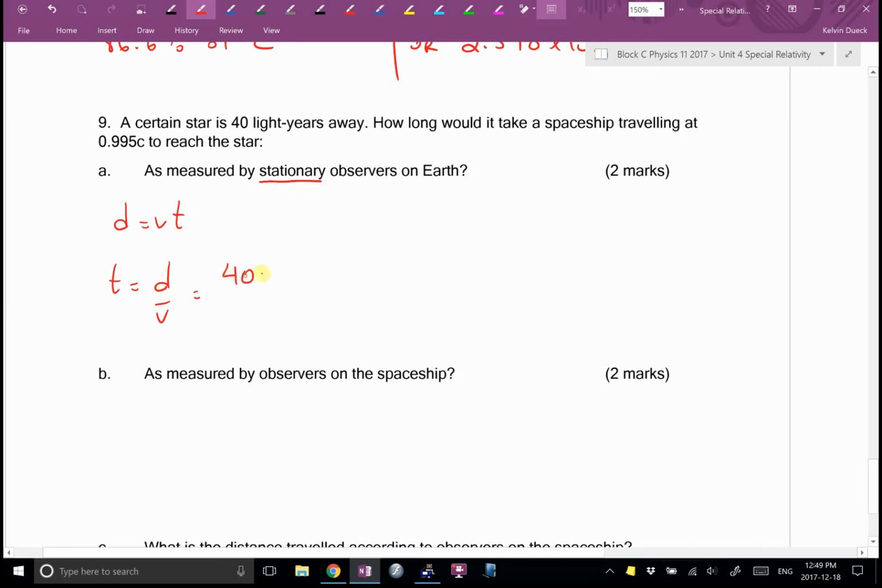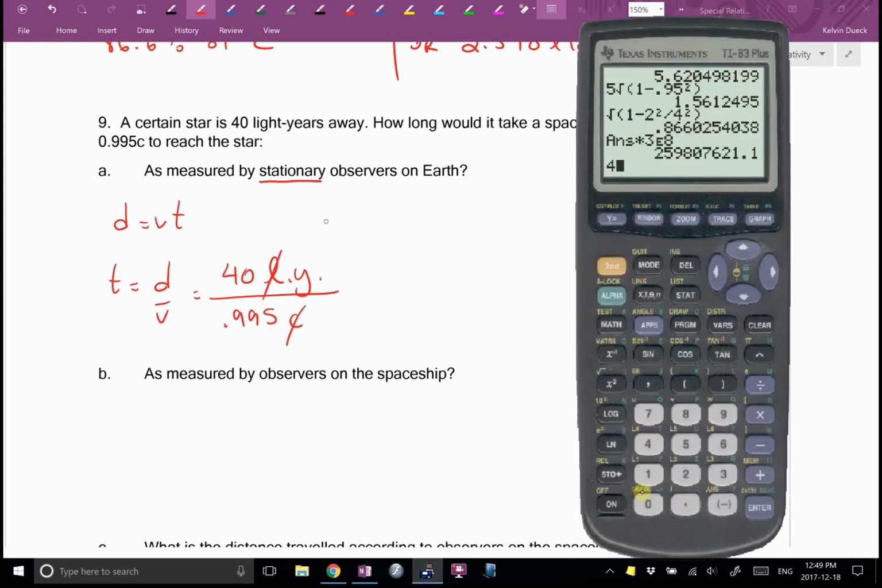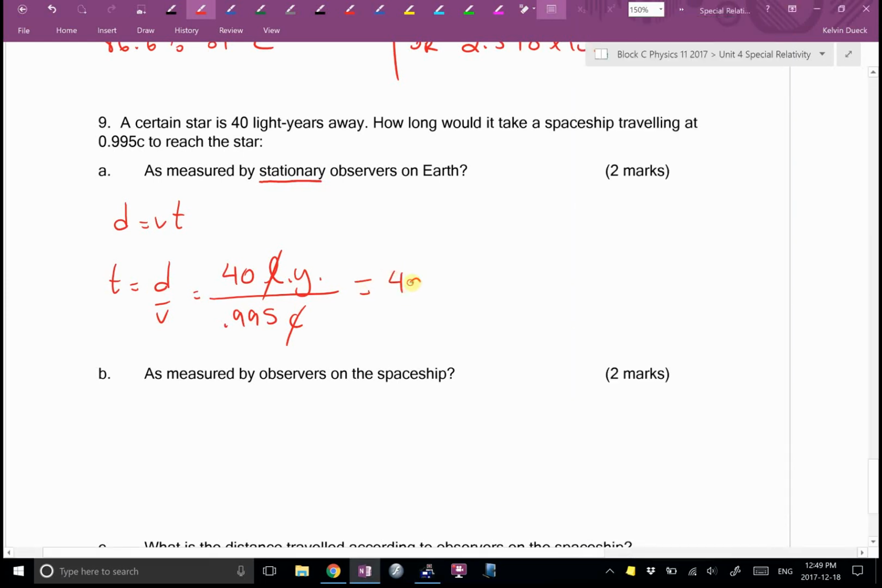The distance is 40 light years. The speed is 0.995 c. That light, and that one cancel out. I end up going 40 divided by 0.995, and they get 40.2. Because they're almost going the speed of light. They're going slightly slower than the speed of light. So, Christy, that answer makes sense. It should take them a little bit longer than light to get there.